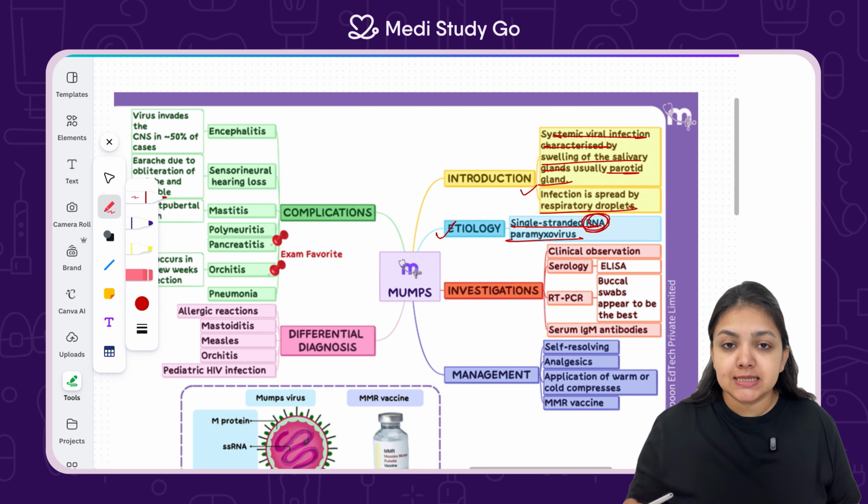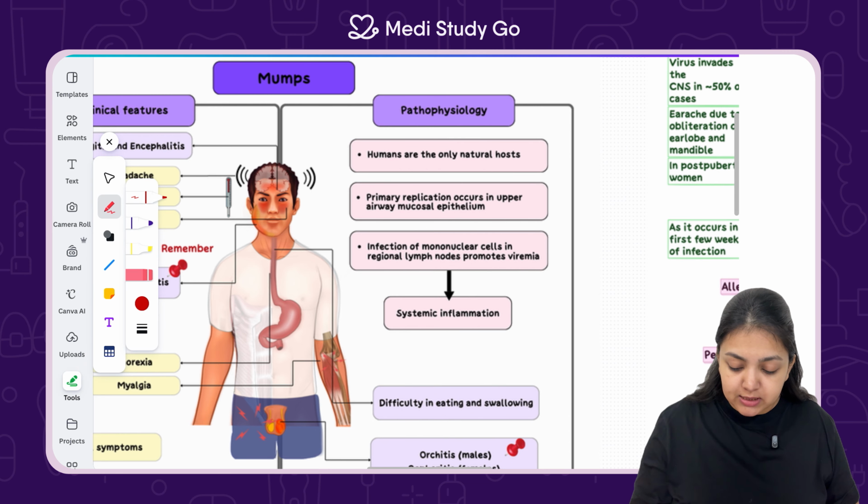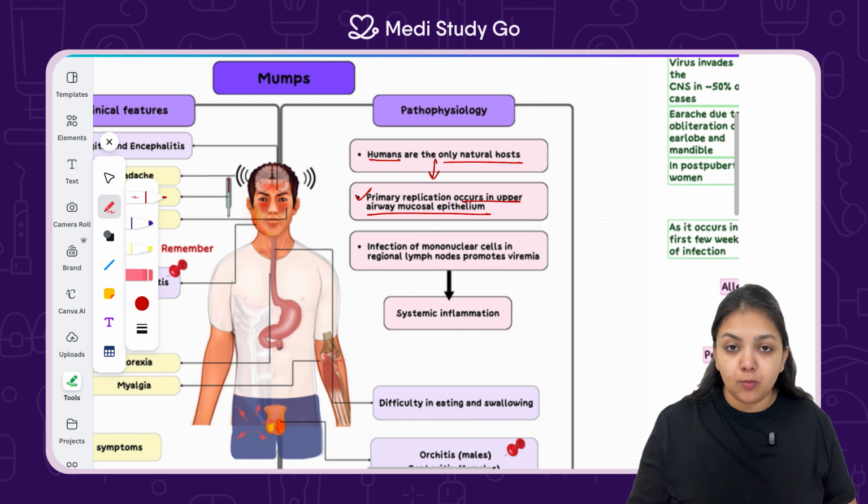So what happens exactly when this organism enters the body of a human? Humans are the only natural hosts for this virus, and the primary replication occurs in the upper airway mucosal epithelium. So when the virus enters the body, it gets lodged in the upper respiratory tract. Over there, it lodges in the mucosal epithelium itself. Then via the blood, it spreads around the body and causes viremia.